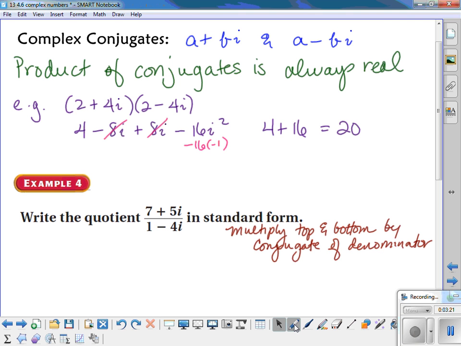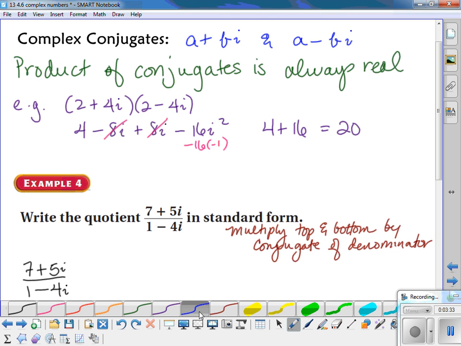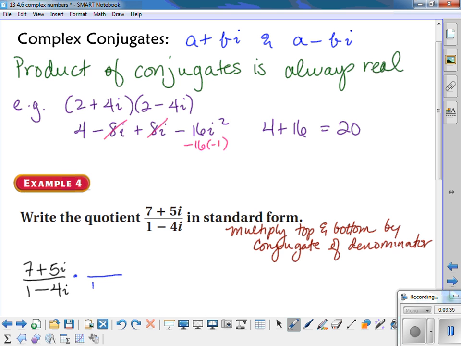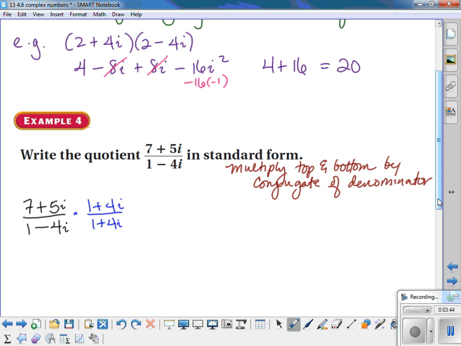All right, so I am going to take my problem here, 7 plus 5i over 1 minus 4i. So what is the conjugate of the denominator? 1 plus 4i. So I'm going to do 1 plus 4i on the top and the bottom. And I'm going to multiply them. So 7 times 1 gives me 7. 7 times 4i gives me 28i. 5i times 1 gives me 5i. And then 5i times 4i is 20i squared.